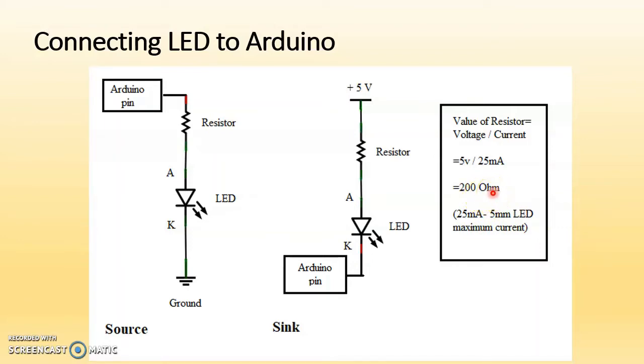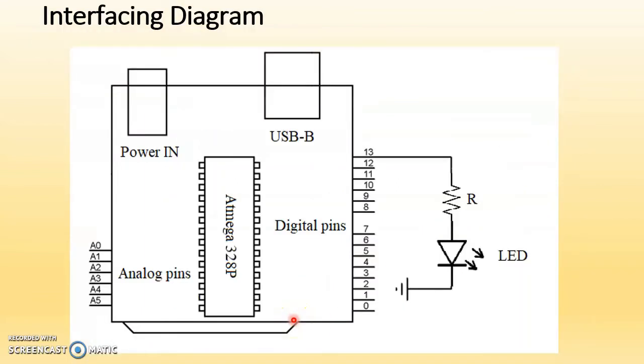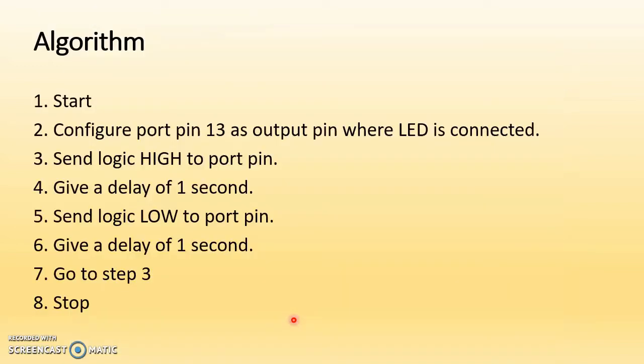But this is a rough formula, and actually we can use any value from 200 ohm up to 1 kilo ohm, because when we take 1 kilo ohm, the output current is very low, but that is sufficient to glow these LEDs. So this is a rough formula, we can say. Okay, now the interfacing diagram is done. After that, the algorithm.